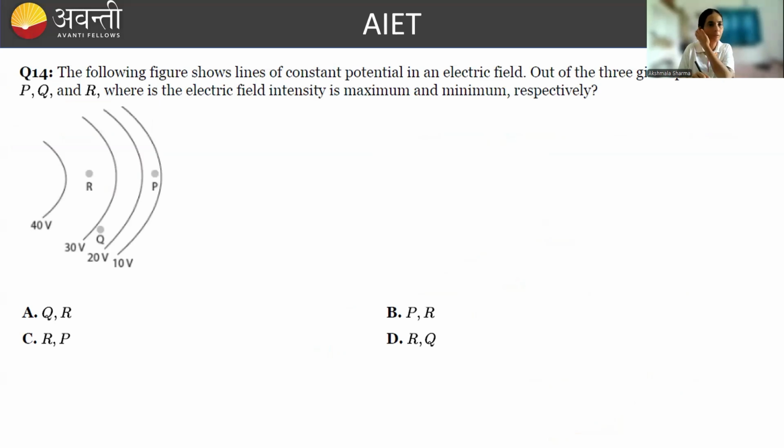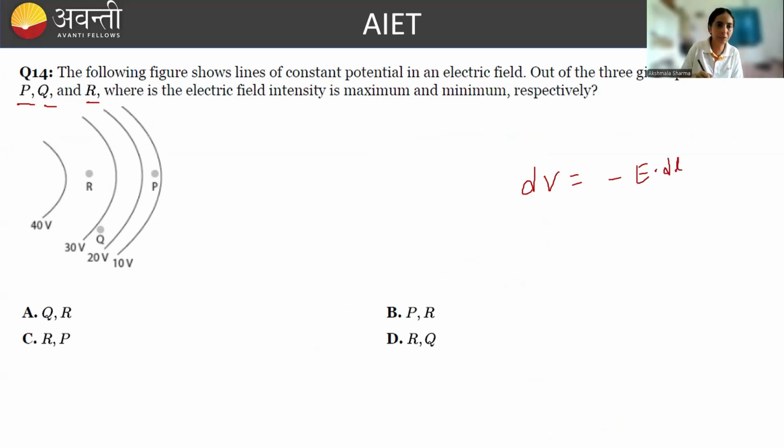Now this is another question. Let's do it. The following figure shows lines of constant potential in an electric field. Out of the 3 given points, P, Q, and R, where is the electric field intensity maximum and minimum? Okay. So we have to say where the electric field intensity is maximum and minimum. Again, we know that dV equals minus E dot dl.